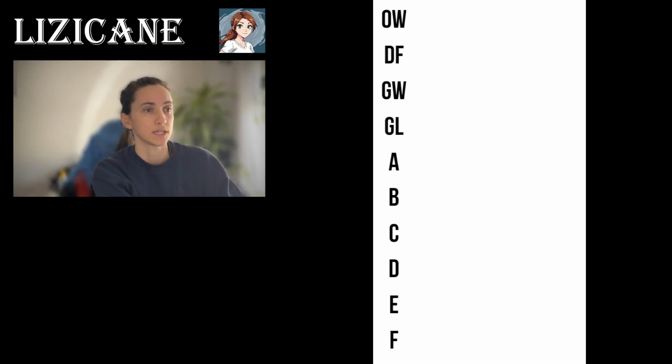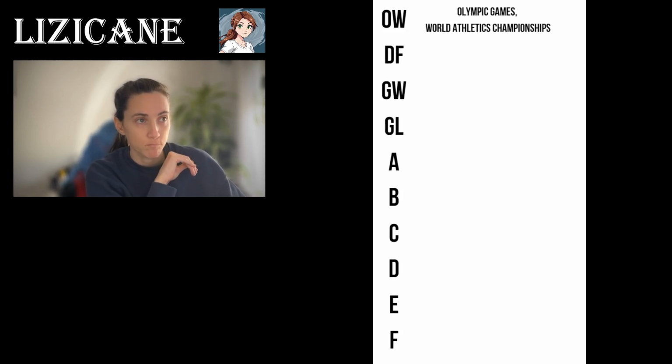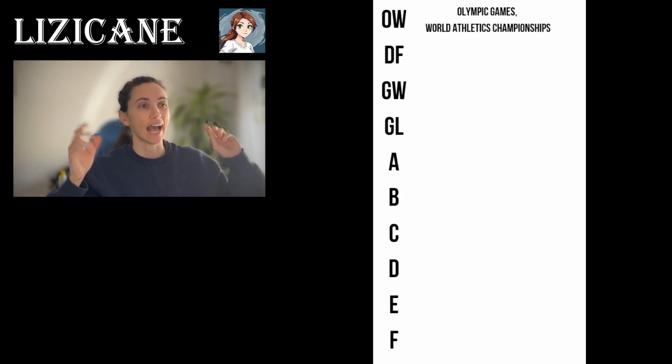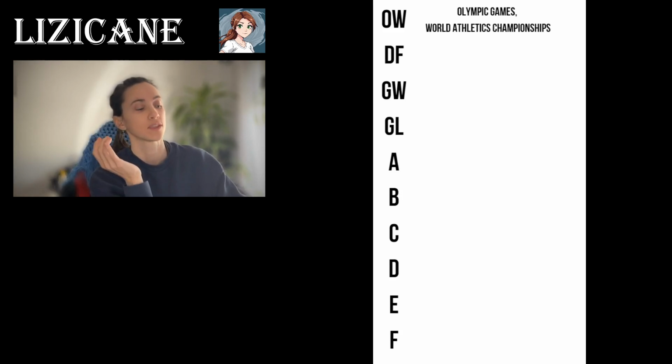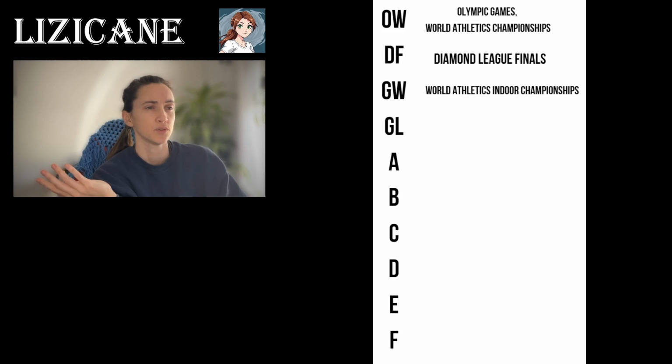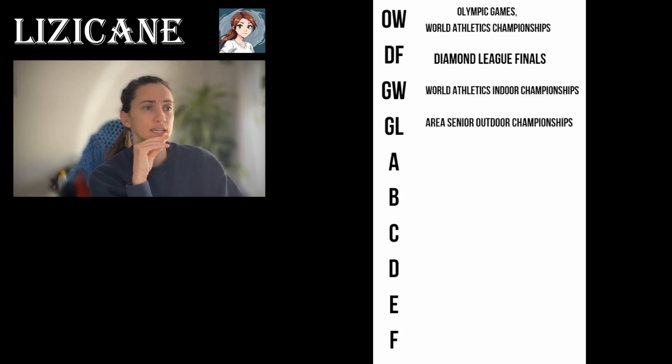So with each one, I've listed them out, starting with the first one, OW. That's the Olympic Games and the World Athletic Championships. So the most selective meet there is, right there. And it's also kind of the meet that is centered around this entire discussion. How do you make it there? Okay, so after that, we had DF, Diamond League Finals, right? Kind of makes sense. GW is the Indoor Championships for World Athletics. GL is the Area Senior Outdoor Championships.